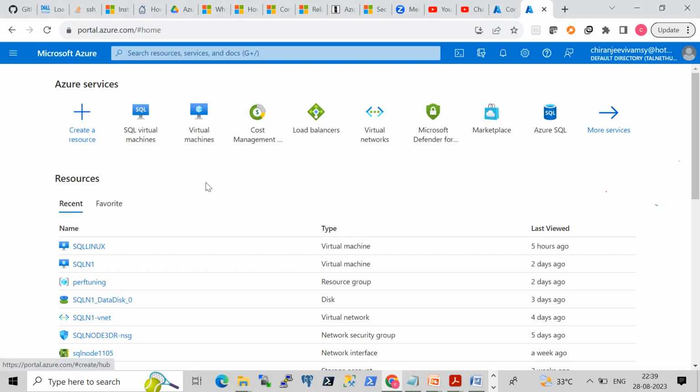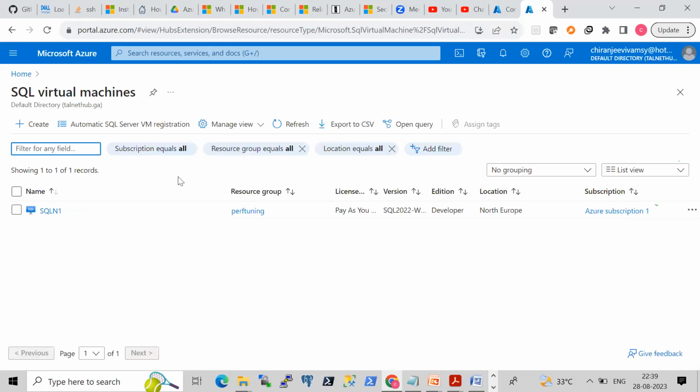Okay. So let's go to the virtual machines. Only one thing. I don't have that Azure SQL, I think I deleted that.